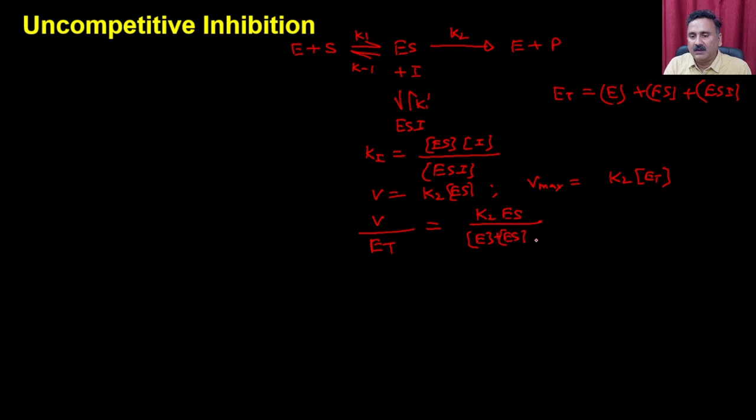E plus ES plus ESI, right? Now, instead of writing the ESI, you can write the KI, ESI and all that. And because of that, instead of ET, you can write the K2ET.